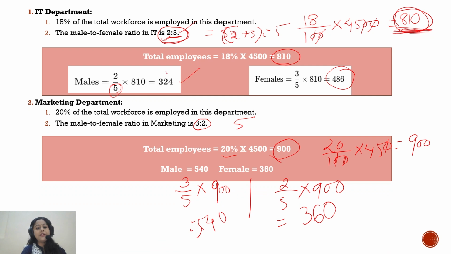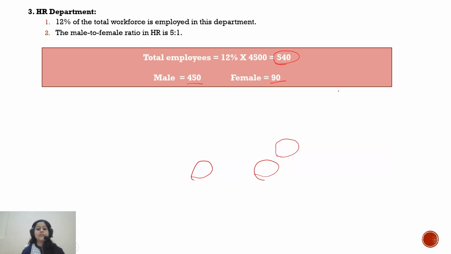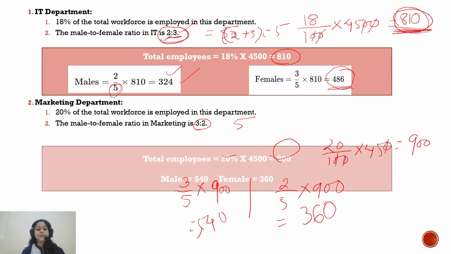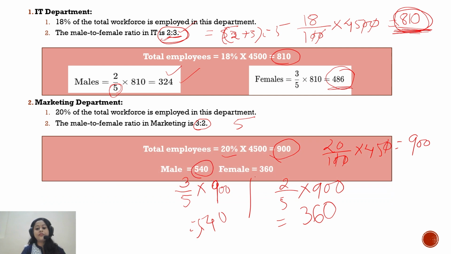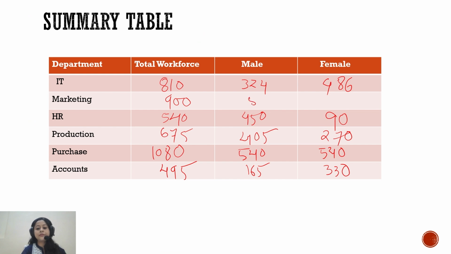In the IT department, the male number is 324, whereas the female number is 486. And finally, in the marketing department, male is 540 and female is 360. So by simple calculation, you can fill up this table.